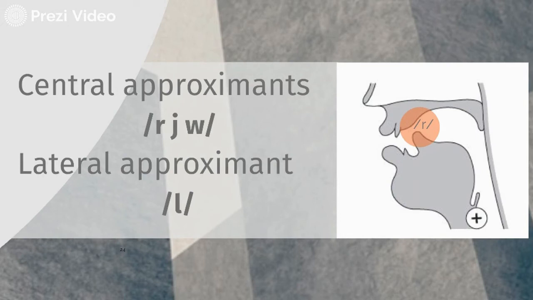Approximants y and w are also known as glides or semivowels. And that's because the manner of their articulation is close to that of monophthongs. The only reason why they're categorized as consonants and not as vowels is because they are arranged within syllables like other English consonants.